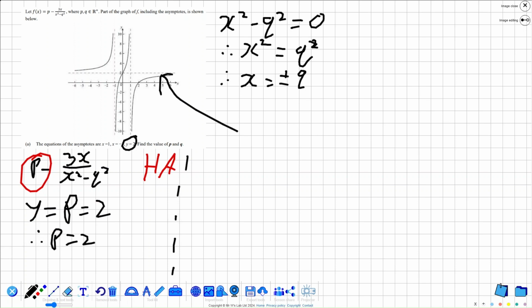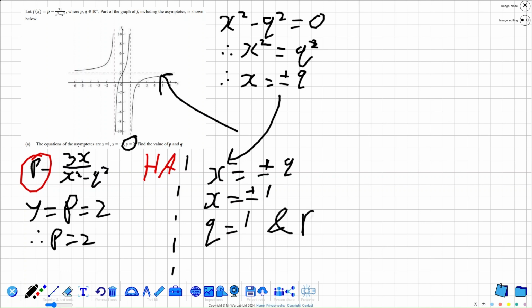So then, because x equals plus and minus the square root of q, and the question provides x equals plus and minus 1, we know finally that q equals 1 and p equals 2. It seems difficult, but when you evaluate it and look at the different variables, both the numerator and denominator, and the different asymptotes, you can actually find these different parts.